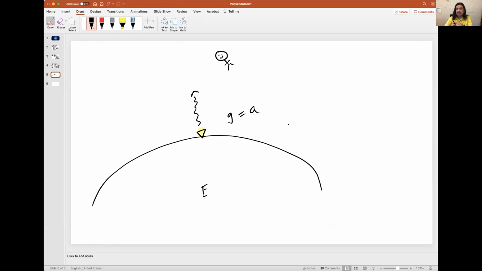Arthur, what would you call that object? Light cannot escape from it. That would be a black hole. Exactly. So that's the idea of a black hole.